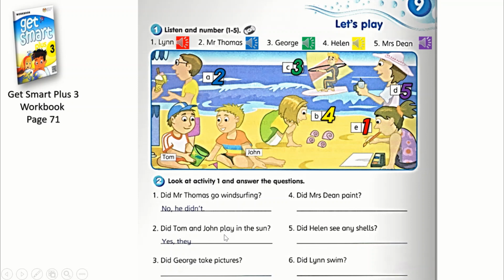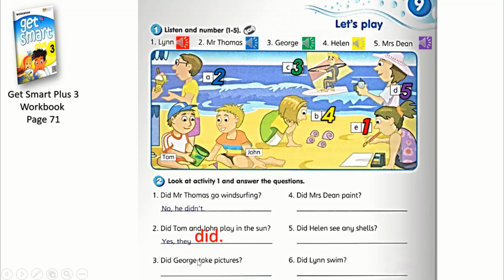Did Tom and John play in the sun? Where are Tom and John? Here they are. This is Tom and this is John. Did they play in the sun? Yes, they did. Very good. Yes, they did. Now let's look at number 3.